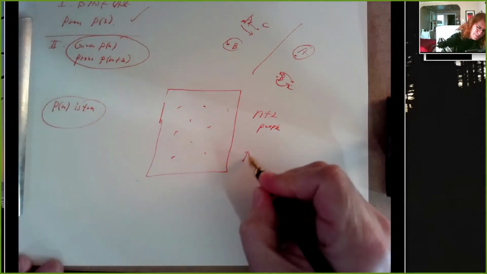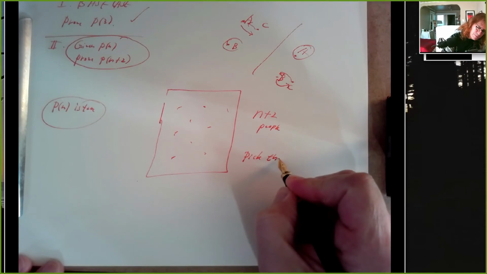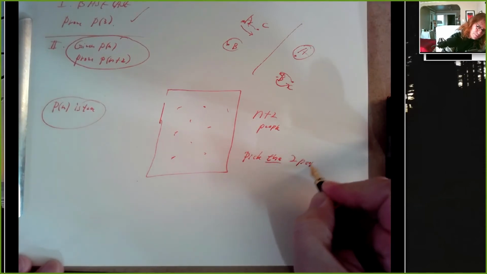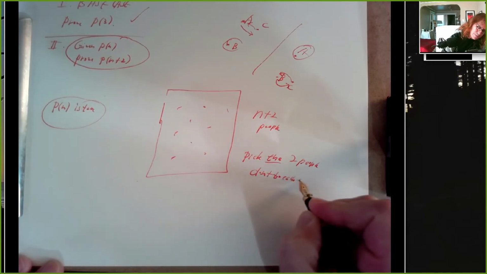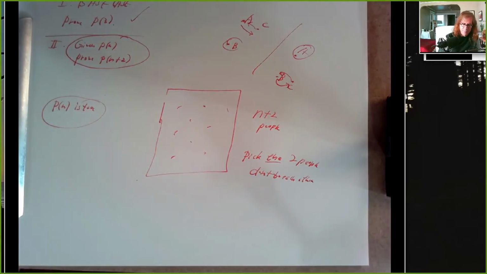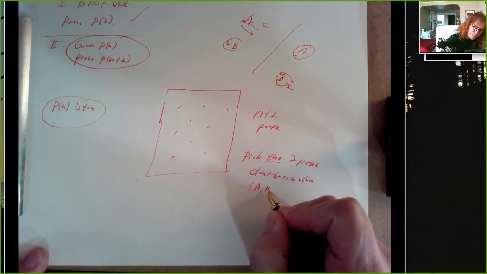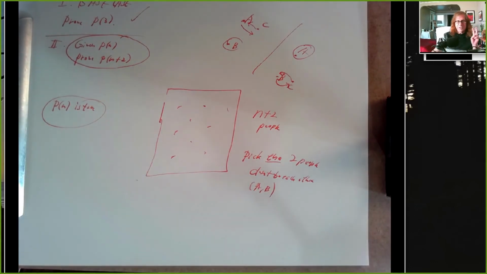Now take a room with n plus 2 people. Pick the 2 people closest to each other, and let's call them A and B. And we know there is such a pair of people because all the distances are unique. So if we list all the distances between all pairs of people, that's a finite set of numbers. It's a lot of numbers, but it's a finite set of numbers. We just pick the smallest one.